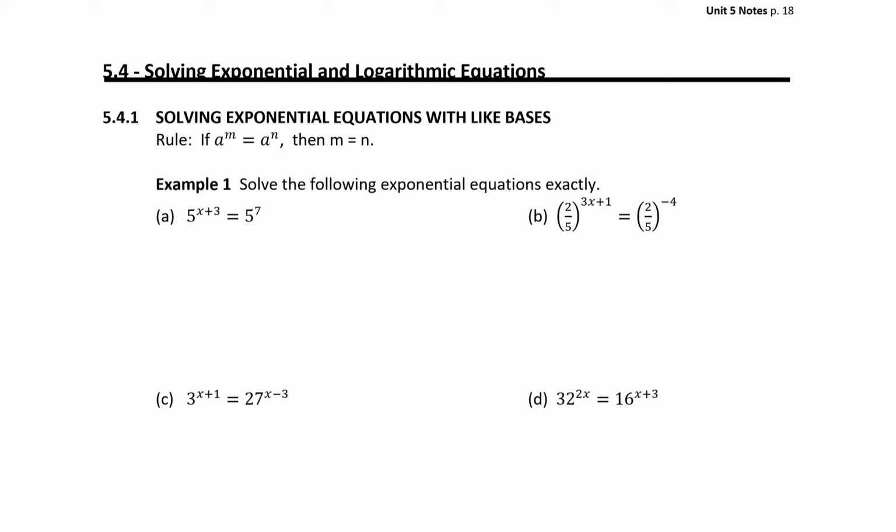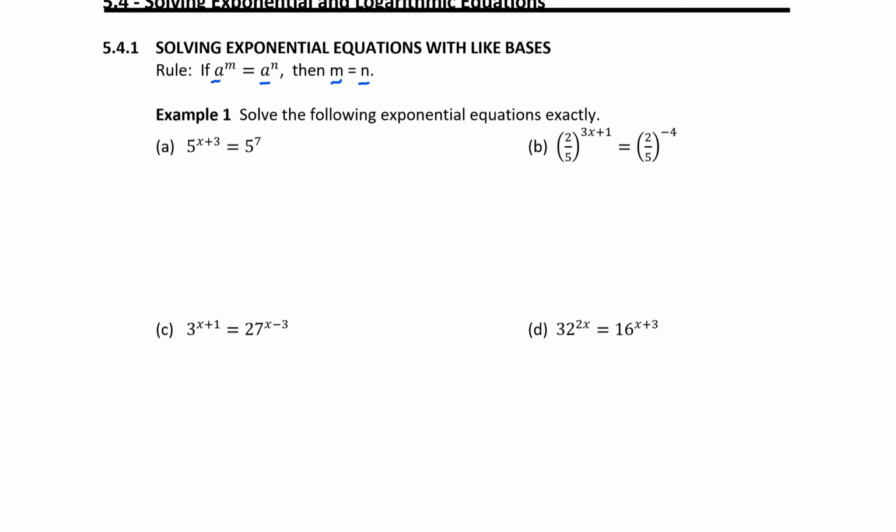Rule: if a to the mth power equals a to the nth power, then m equals n. So if the bases of an exponential equation are the same, then logically it follows that the exponents are also equal. So our goal is to achieve like bases on both sides and then set the exponents equal.